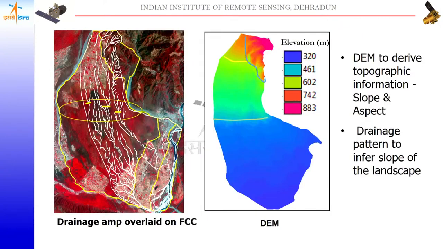Then second level, I want to see the topography. Topography can be delineated with the help of your digital elevation model. Besides that, you can also study it with the help of your drainage pattern. Drainage lines, you know, when the drainages are coming and meeting at any place, it represents that the slope is changing from there. So each map unit you can divide based on your topography.